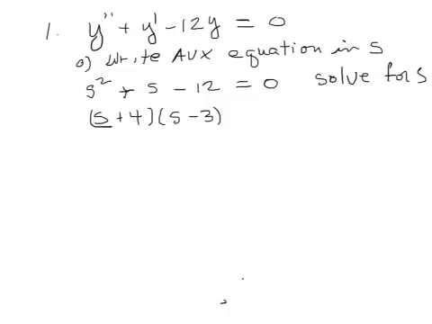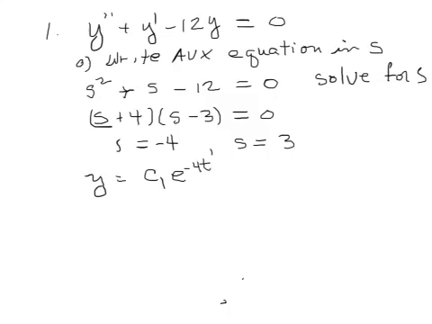That's equal to 0. Now, this is pretty simple. So the solution is S equal minus 4 and S equal 3. So we know that the solution to this differential equation is y equal a constant C1, we just call that, times e to the minus 4t.